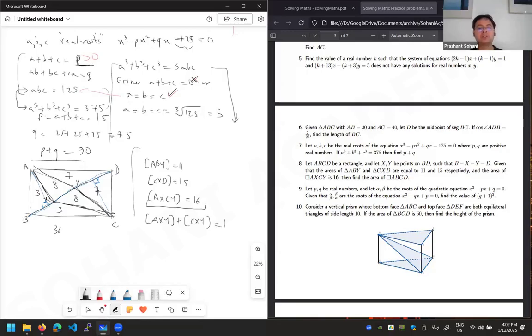The sum of these two is 16. But if you notice these two triangles, they have the same base, XY is common, and the height is also equal. So the areas of these two are equal. Therefore each of them has to be equal to 8. Okay, common base and common height, so their areas are equal. So we got both of them as 8.